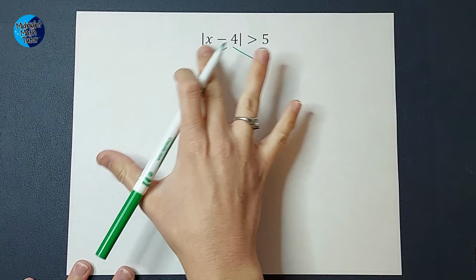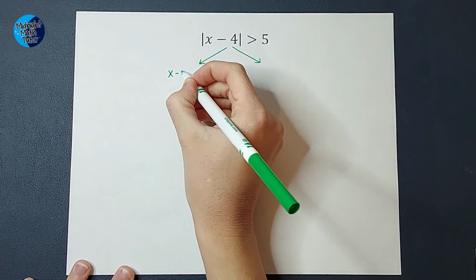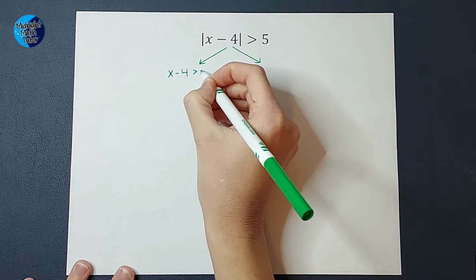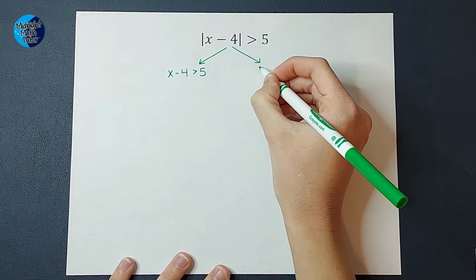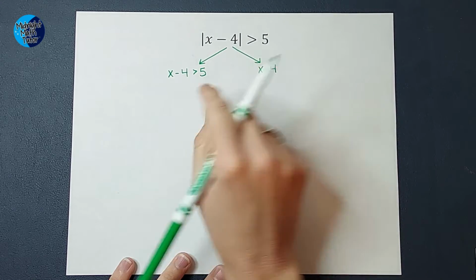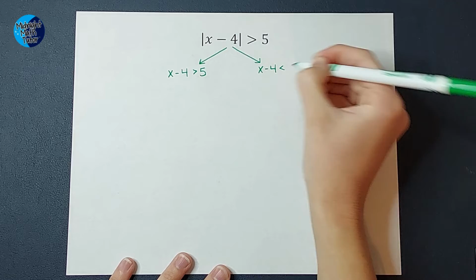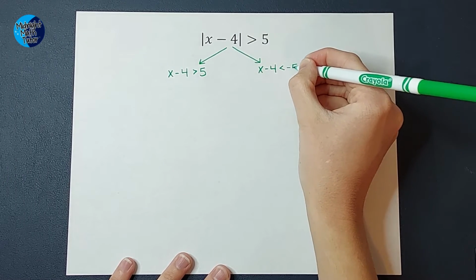But the first one, we're just going to drop the bars and leave everything else the same. So it's going to be x minus 4 is greater than 5. The other one is also going to be x minus 4, dropping the bars. We're going to flip this sign so it's less than and change the sign here so it is -5.